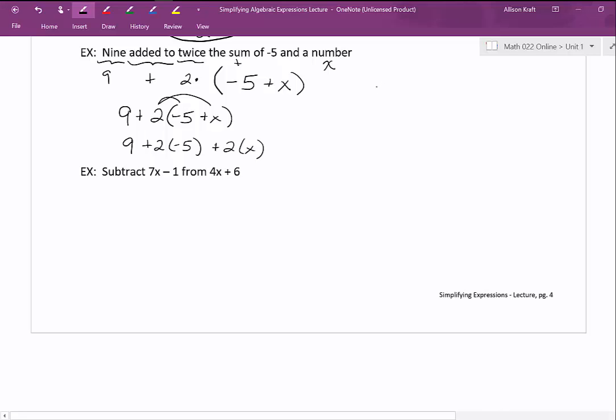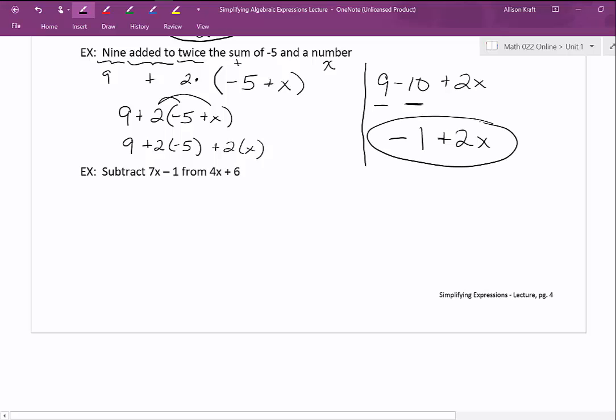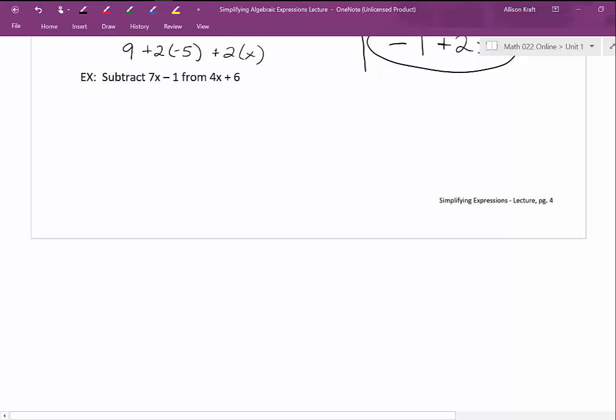Multiplying those, that gives us 9 minus 10 plus 2x. We want to check for like terms. I see that we do have like terms, like constant terms. 9 minus 10 is -1 plus 2x. That is our simplified answer.